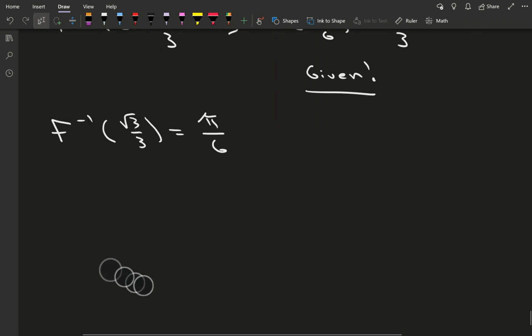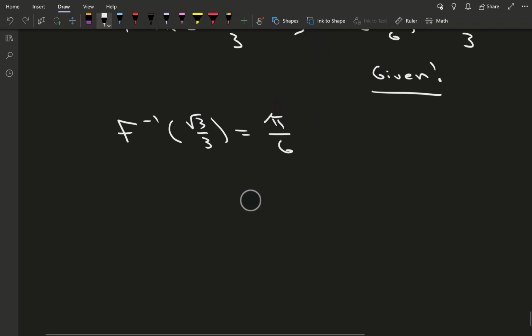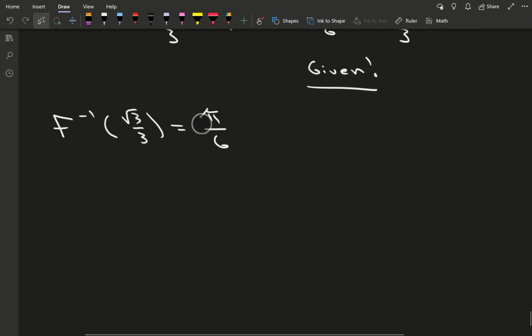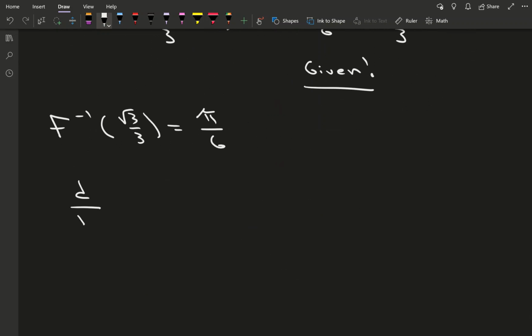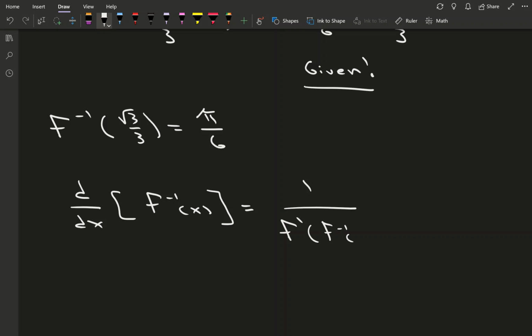Okay, next thing is our formula. So we know that when we take d dx of f inverse of x, we should call that a, it'd probably make our lives a lot easier, is equal to 1 over f prime of f inverse of x. And you have to know that well.